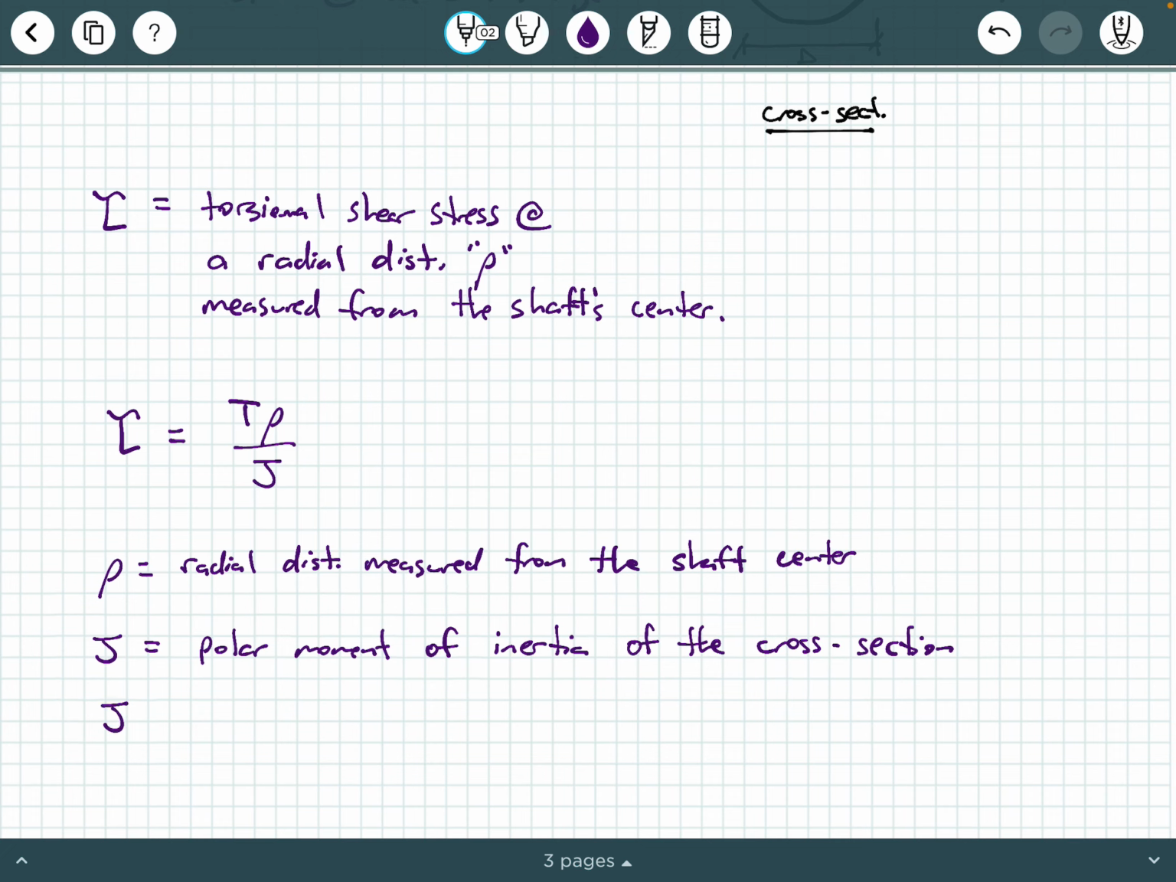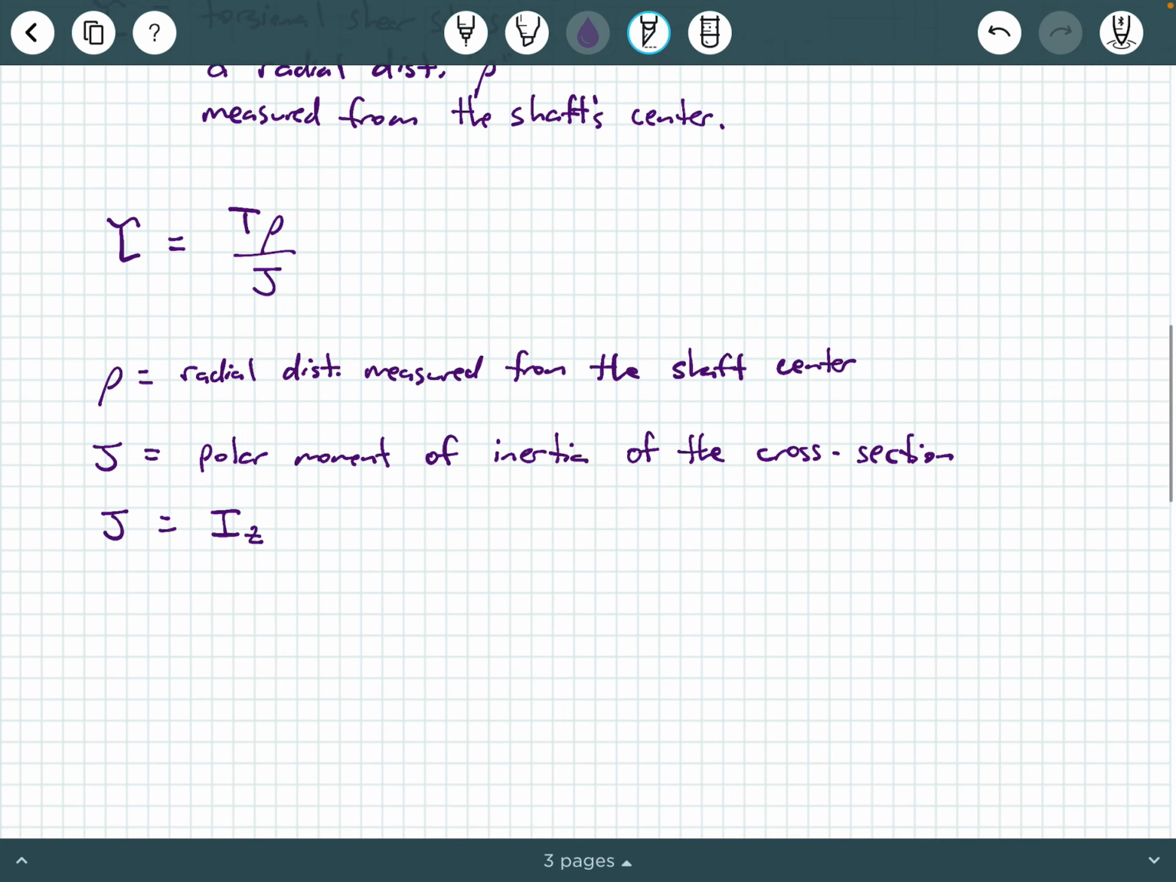So sometimes instead of J, we see it labeled as I sub z. So in some textbooks or references you'll see J, sometimes you see I sub z, but in either case, it's referring to polar moment of inertia, okay? Now, for a lot of common shapes, you have ready-made formulas that you can use to calculate J.